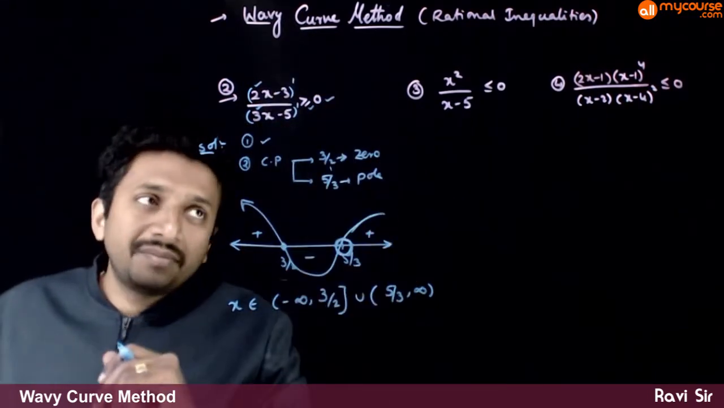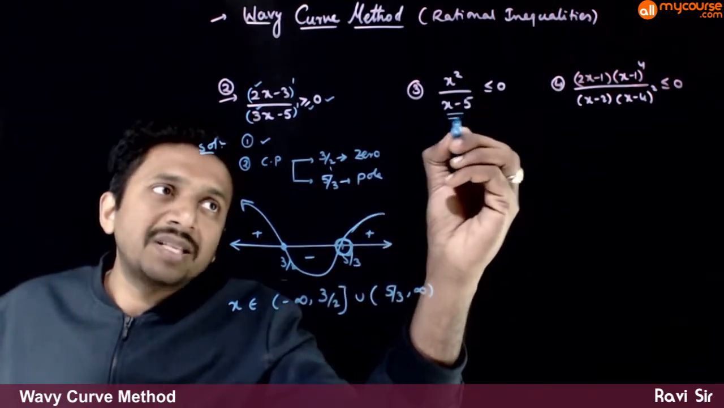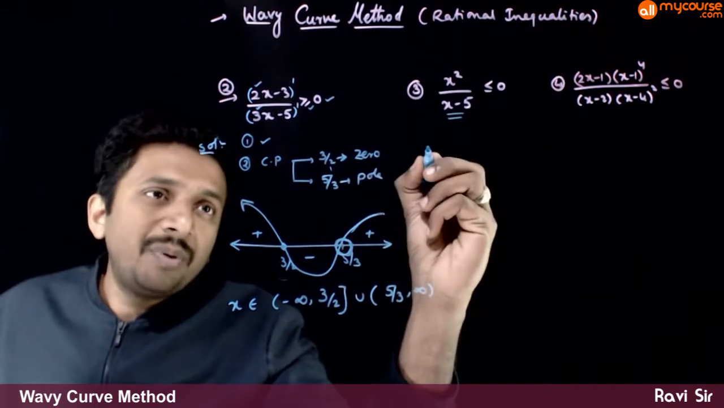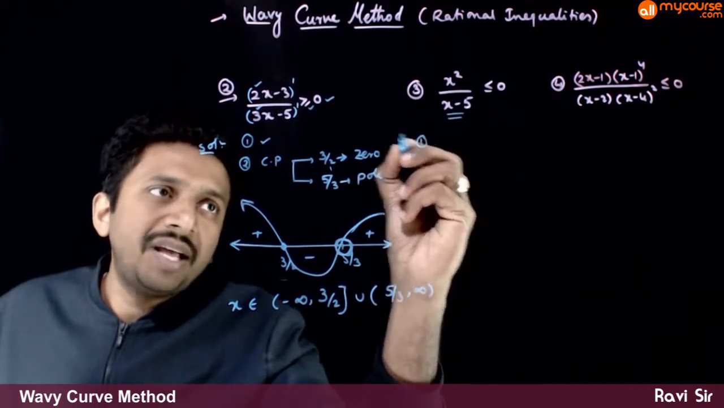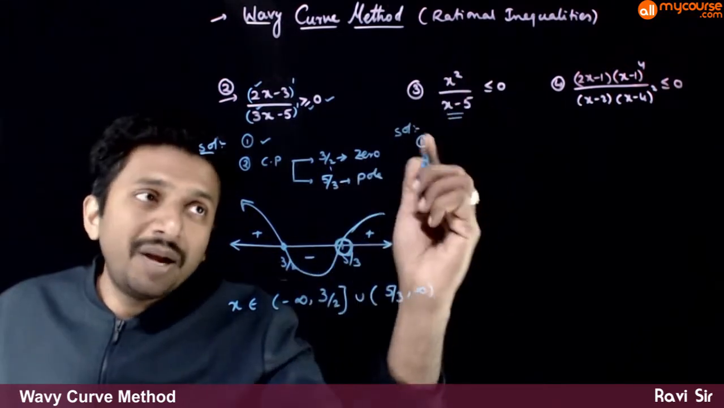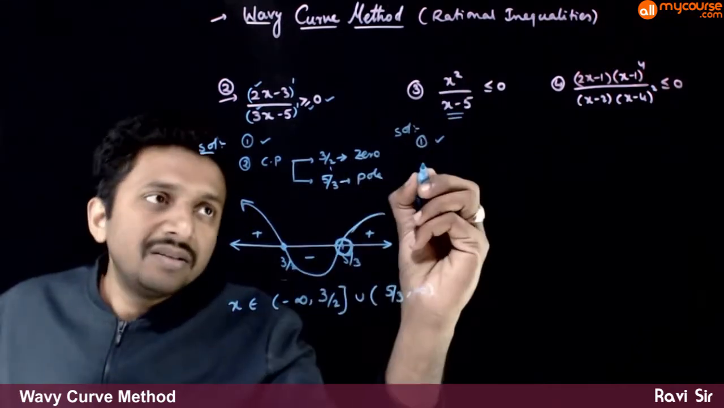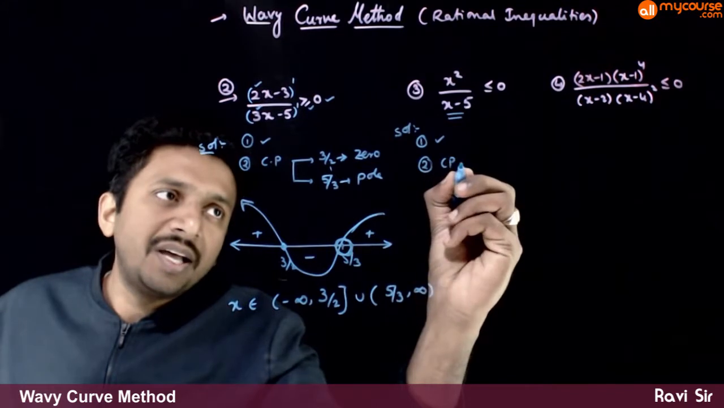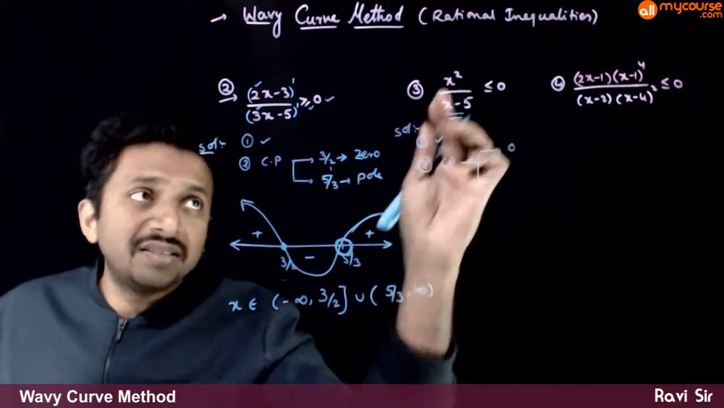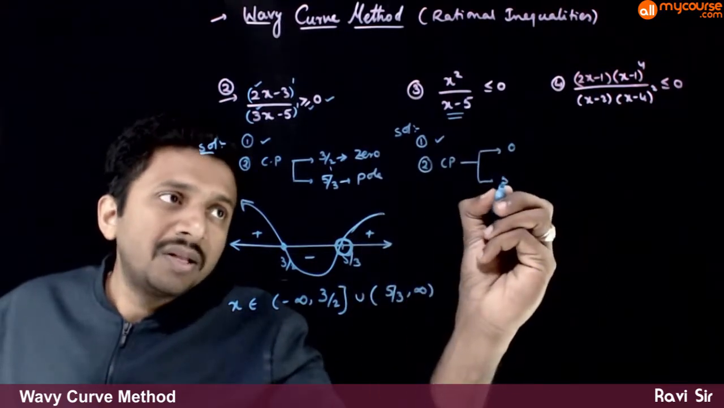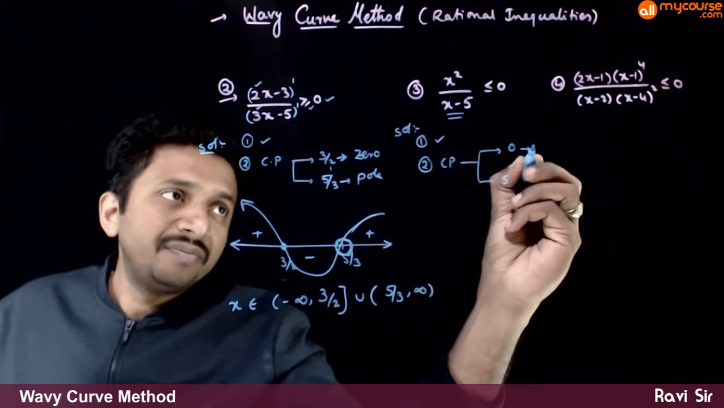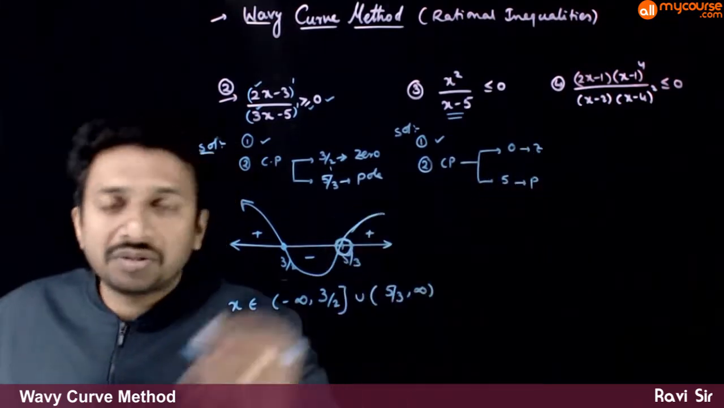Next, if you go here, x square by x minus 5. So what are the critical points? If you take the first step, the leading coefficients have been already made positive. The first step is done. If you take the second step, critical points. So zeros are x is equal to 0. Pole are x is equal to 5. You have one pole and one 0. These are the zeros, these are the poles.